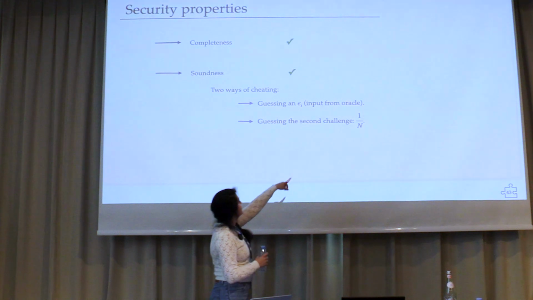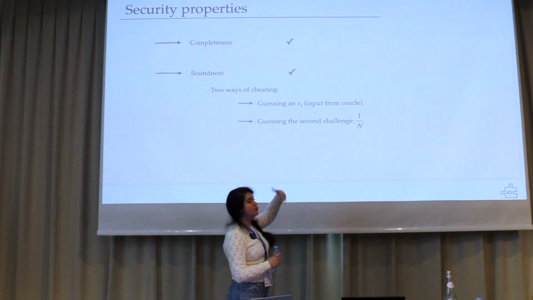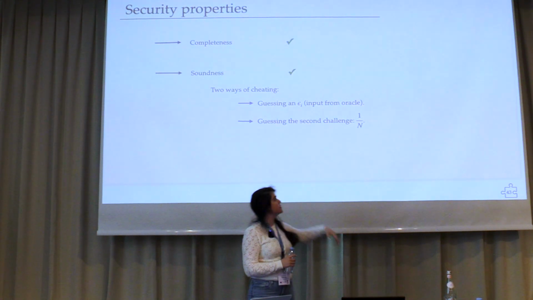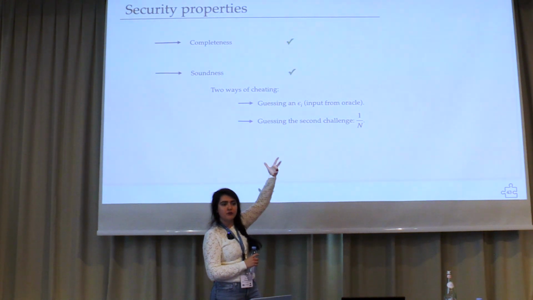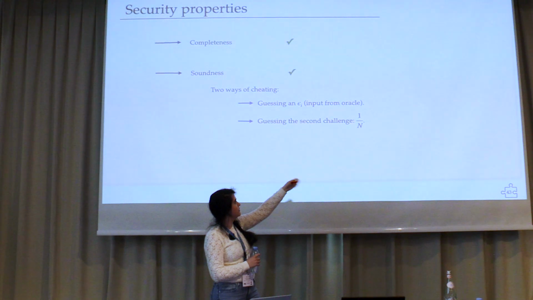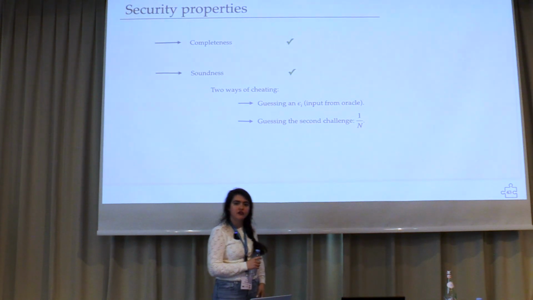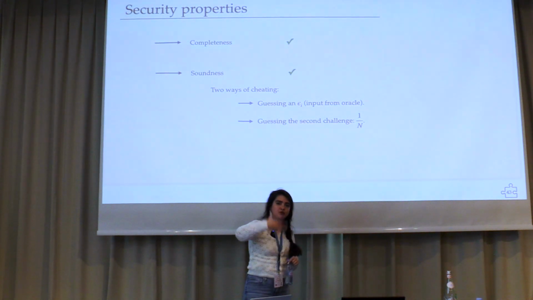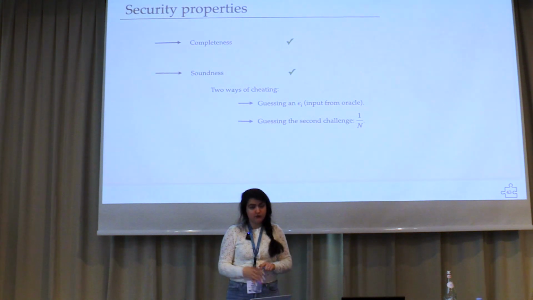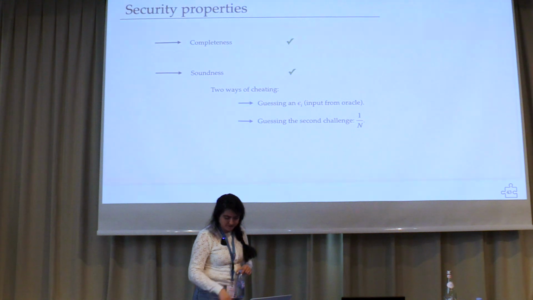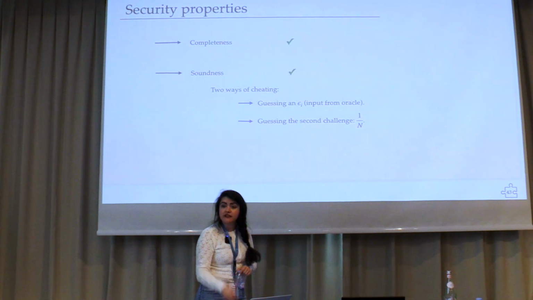So here you need to repeat the protocol enough times so that 1 over n to the power of the number of times is equal to 1 over 2 to the 128. Okay, so you repeat the protocol until you are convinced that you have a very negligible probability of cheating. Okay, so that is about the soundness.